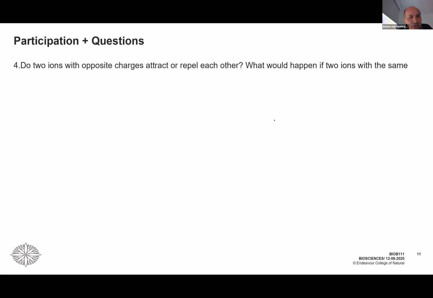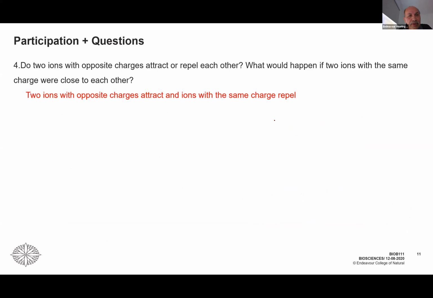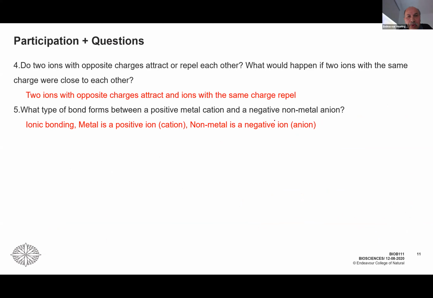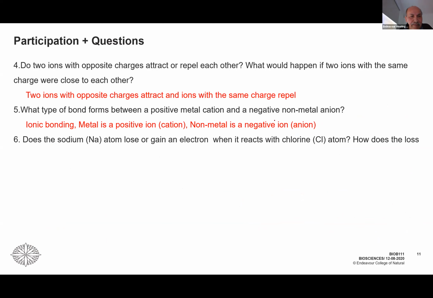Next set of questions. Do two ions with opposite charge attract or repel? Attract. Positive and negative attract, negative and negative repel. Two ions with opposite charges attract. What type of bond forms between a positive metal ion, cation, and a negative non-metal ion? It will be ionic bonding.